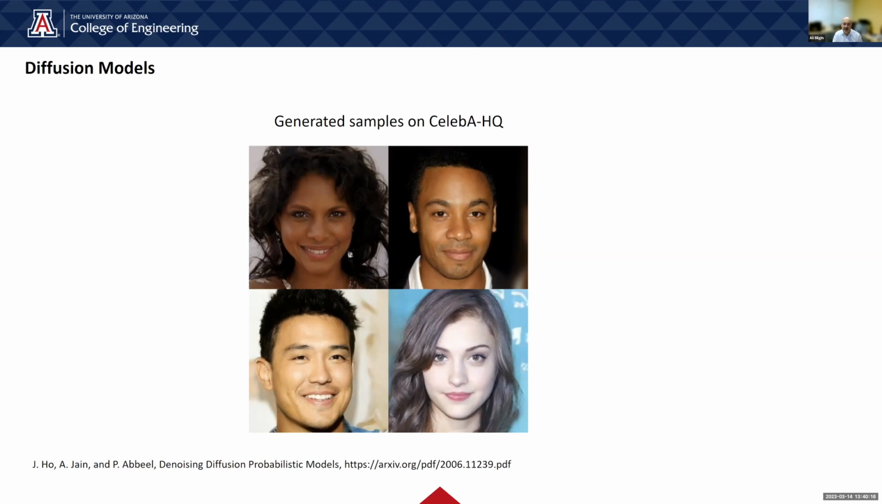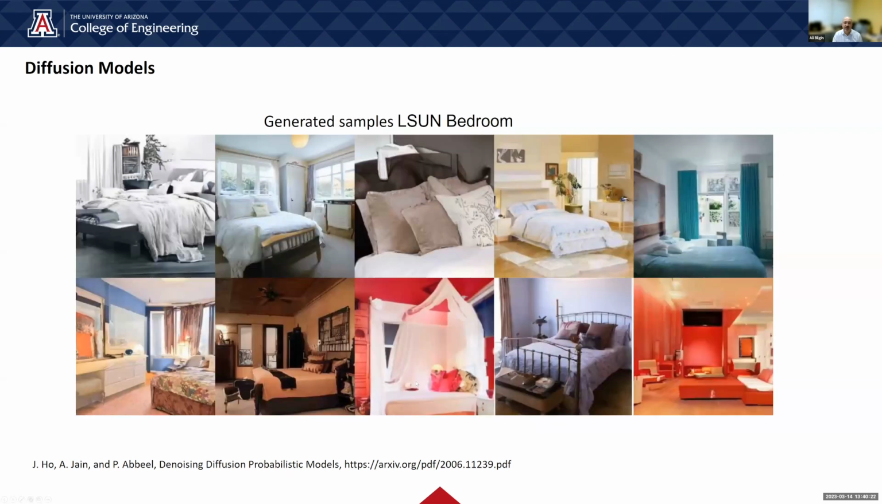Okay, and then here's another quick example. These were images of bedrooms. There was a database of images of bedrooms, and the diffusion networks were trained using those images. And then these are samples that were generated from those afterwards.